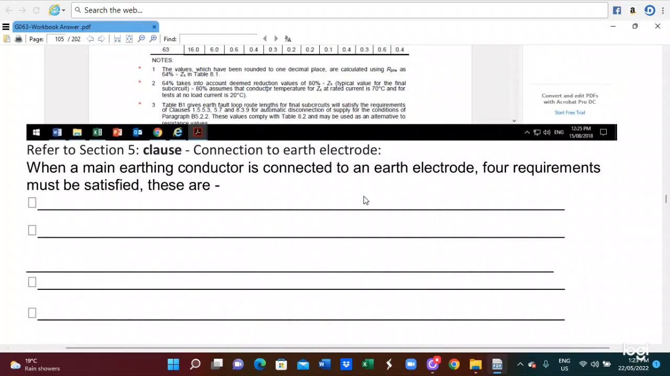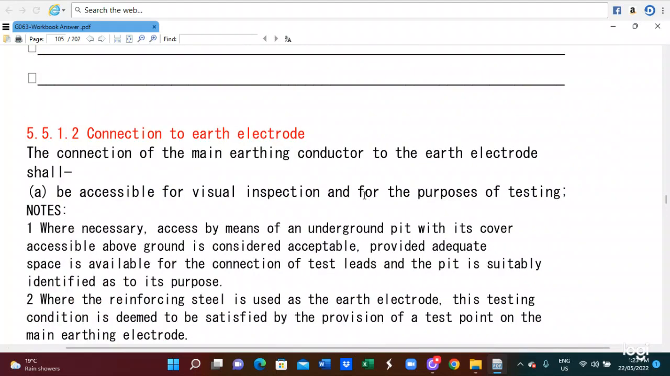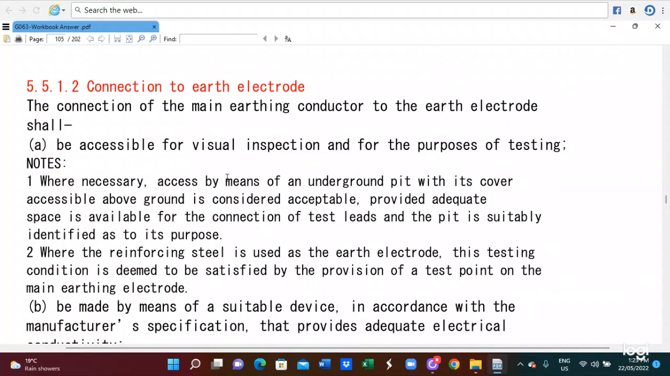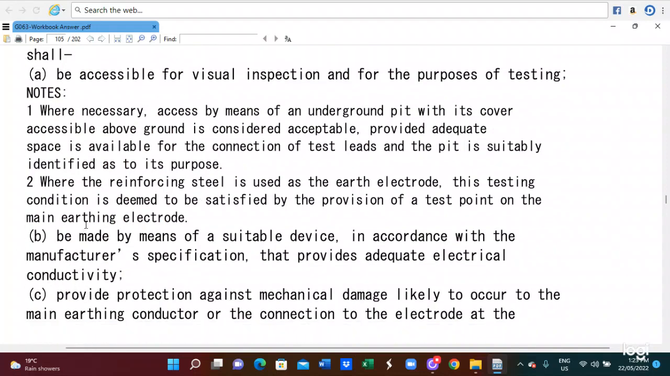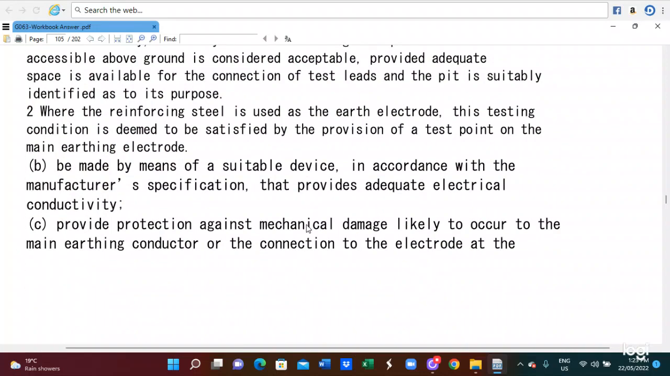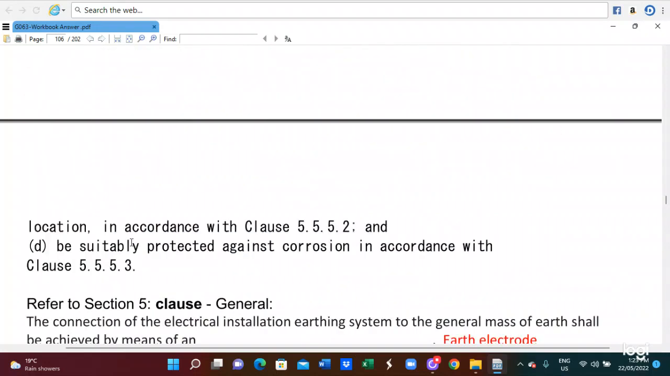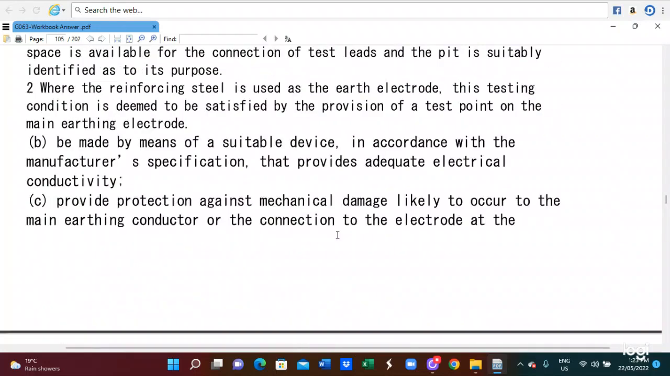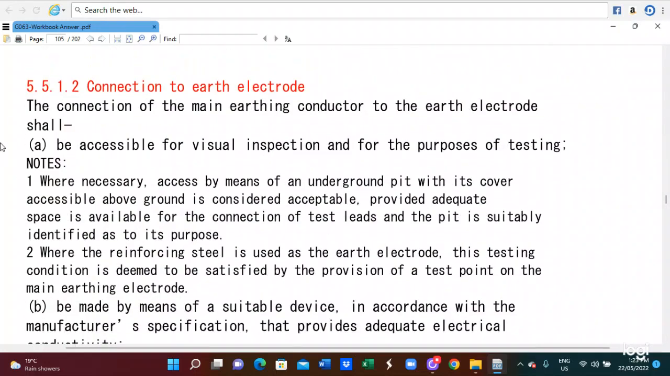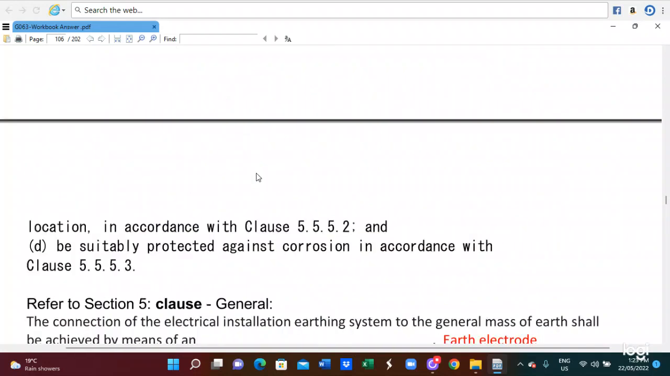The main earthing conductor connection to the electrode must be certified. The connection must be accessible for visual inspection, be made by means of suitable devices, be protected against mechanical damage, and be suitably protected against corrosion. These are all expressed in 5.5.1.2, connection to the main electrode.